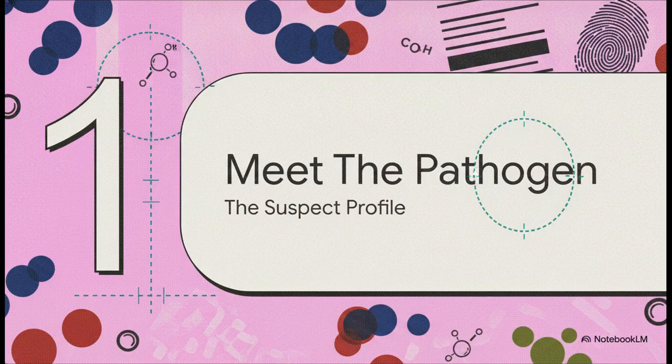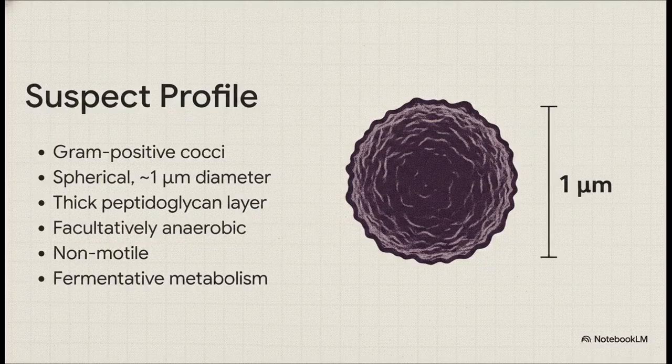Section 1. Meet the pathogen, the suspect profile. Okay, let's dive right in. What are we actually dealing with here? Staphylococcus aureus is a gram-positive cocci. Now, cocci just means they're spherical, and these guys are tiny, literally about 1 micrometer across.